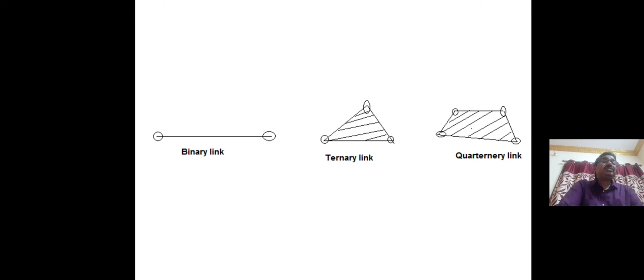Similarly, in the third figure you are observing a quaternary link. That has 4 joints, so it is called a quaternary link. It is totally one element only, but through the joints, 4 different resistant bodies are joined as one element. That is called a quaternary link. Okay, this is about the link.